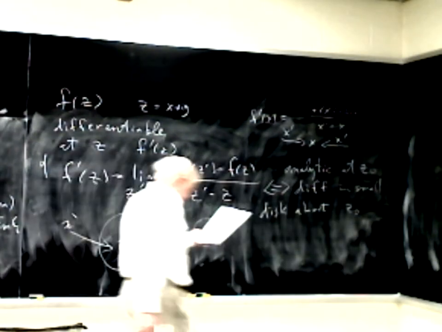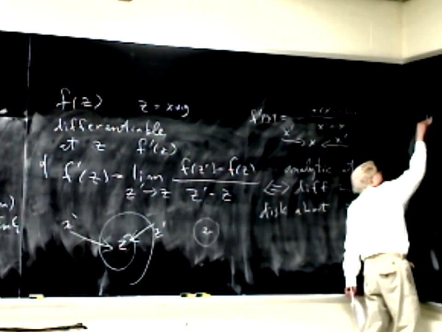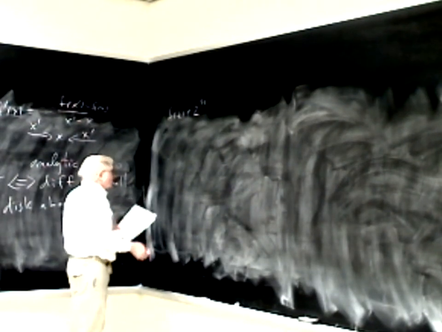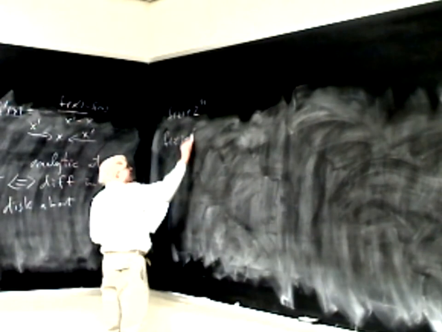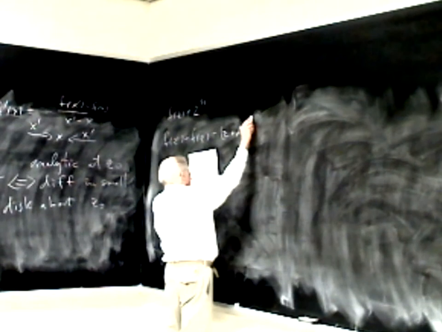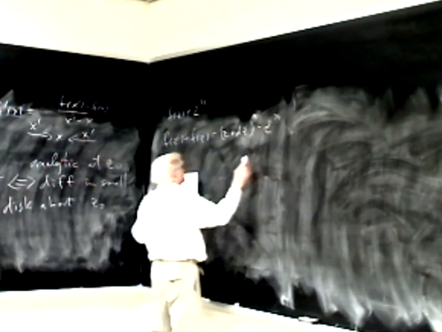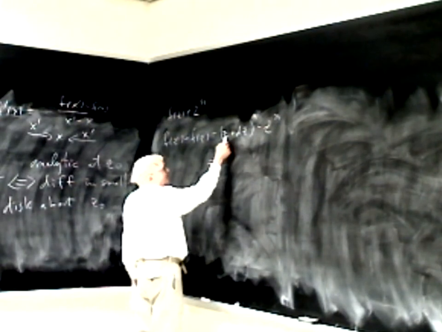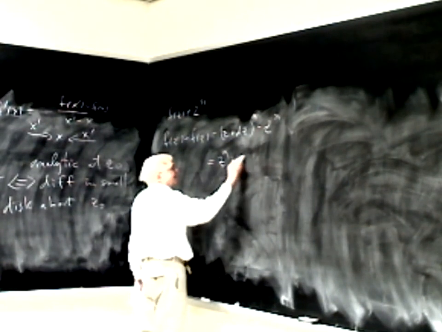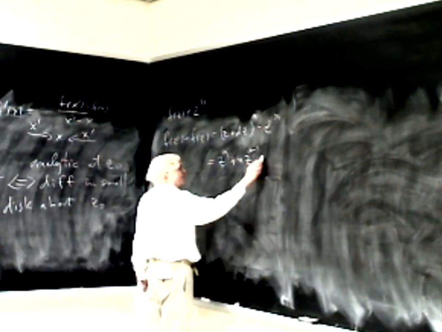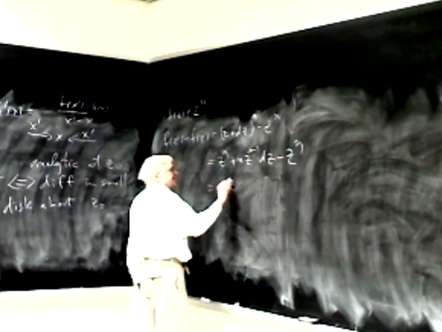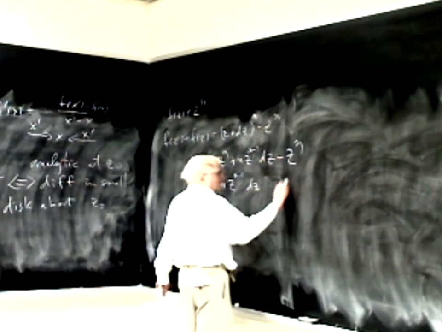Examples. Well, if f of z is z to the n, then f of z prime minus f of z is z plus dz to the n minus z to the n. This is a tiny dz, so if you expand that, that's z to the n plus n z to the n minus 1 times dz, minus z to the n. So this is just n z to the n minus 1 dz, where, of course, dz is z prime minus z.